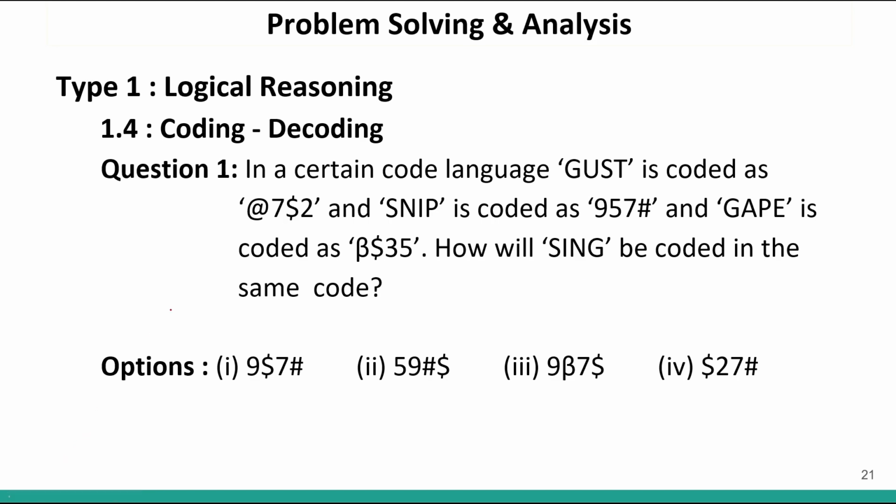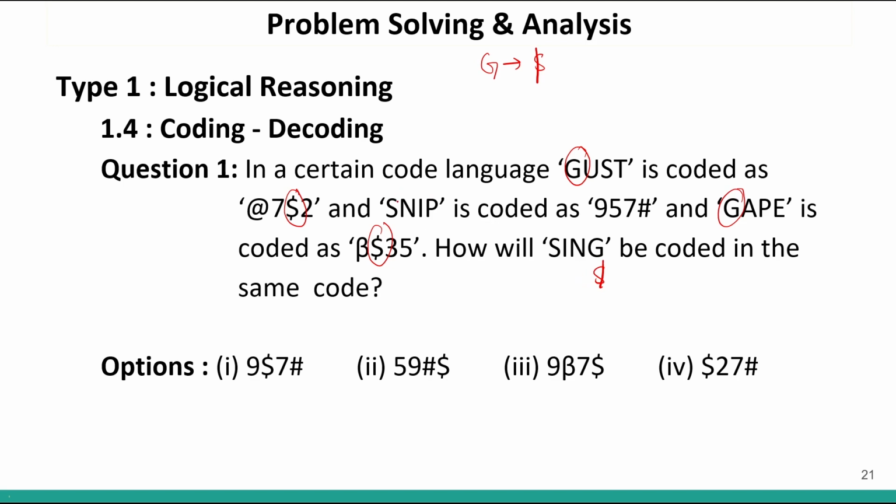So, let us start. Now, if you look at gust and gape, G and G we have common. So the code is this and this. In these two codes, the only common is the dollar sign. So I can say that G is coded as the dollar sign. So G is dollar.